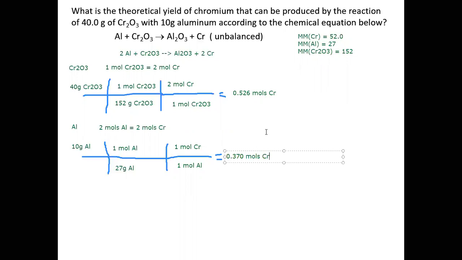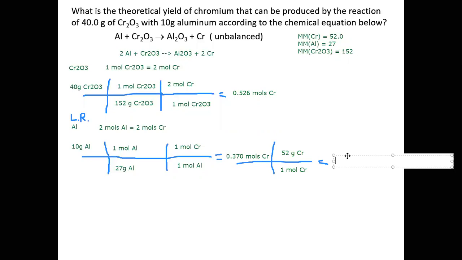And so we notice here that aluminum produced fewer moles of chromium. So aluminum is the limiting reactant. And so from this, we can now determine the mass of chromium that could be produced. And we get 19.2 grams of chromium. And again, that's the theoretical yield.